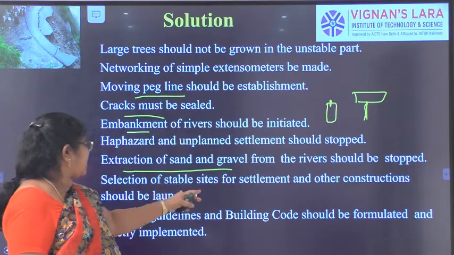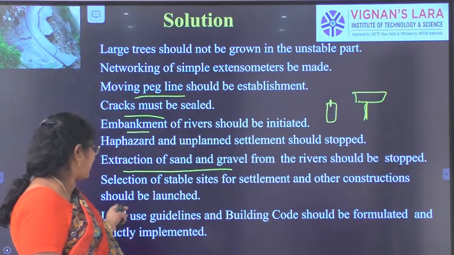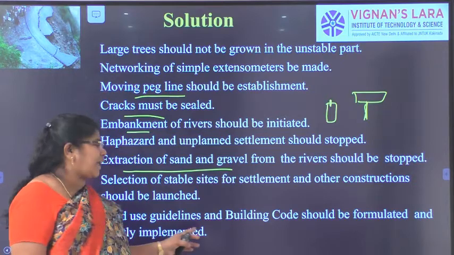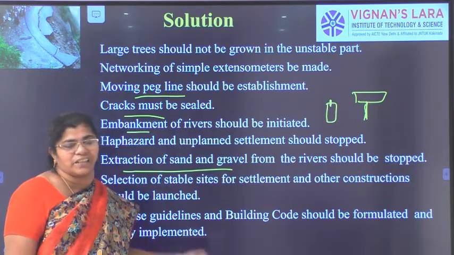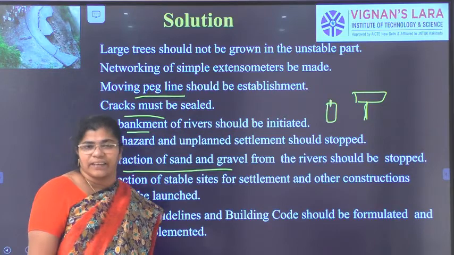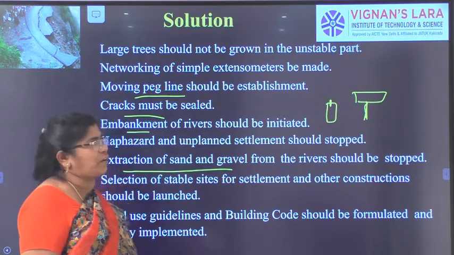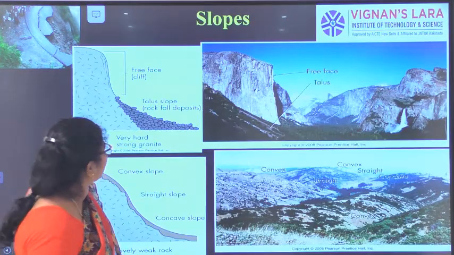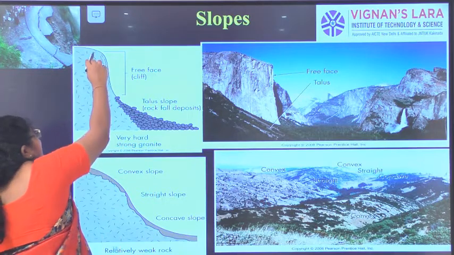And the selection of stable sites for settlements and other construction, and the land use guidelines and building codes are strictly formulated, and they are strictly followed in Nepal. So here you can see the landslide, it was like this.